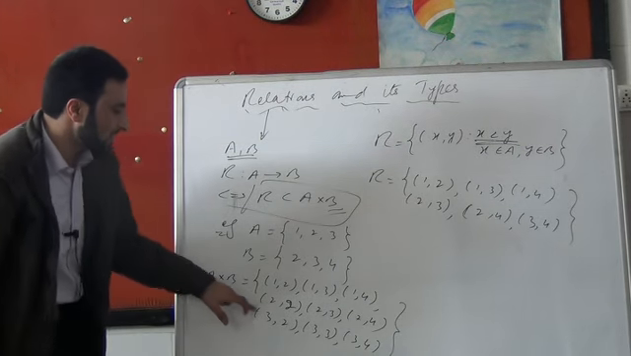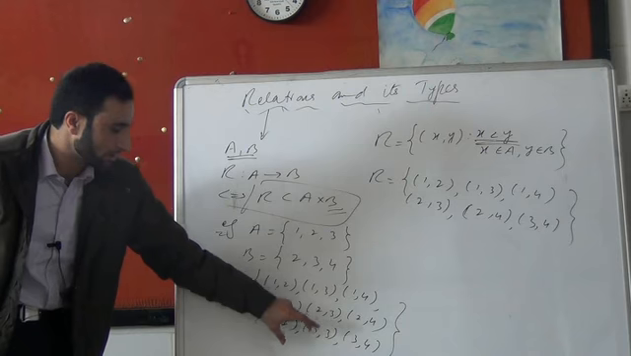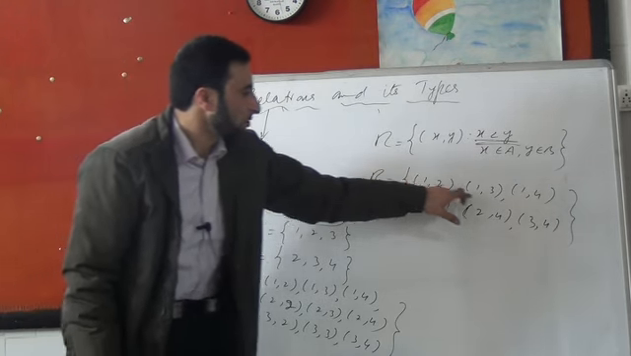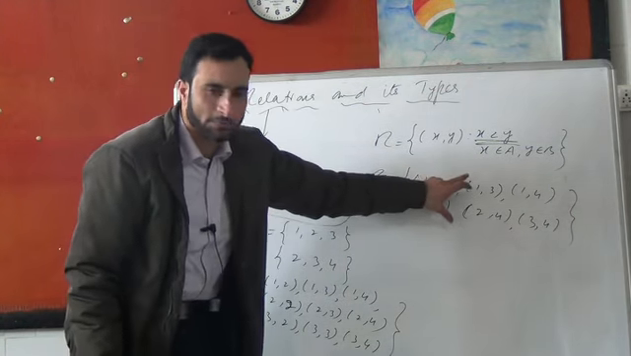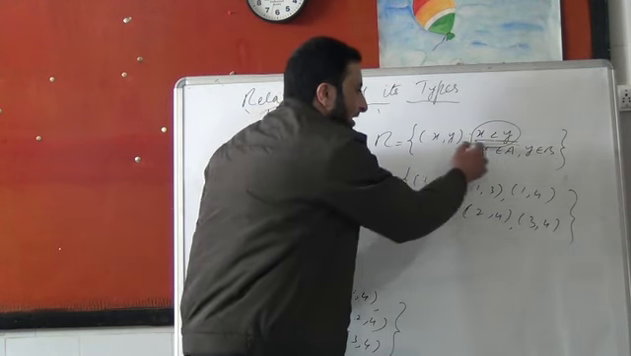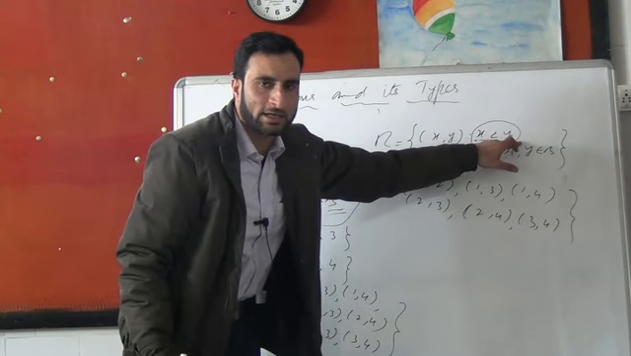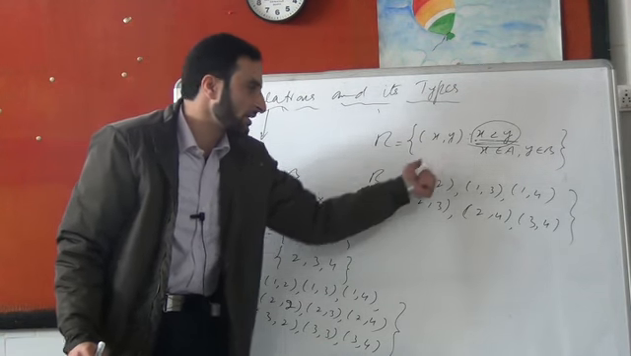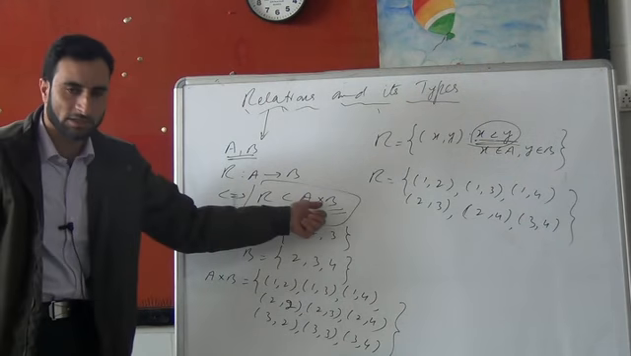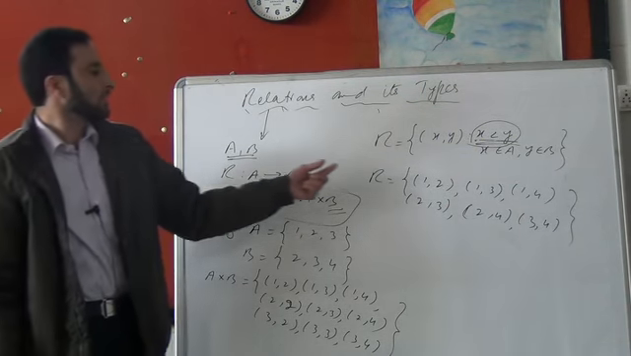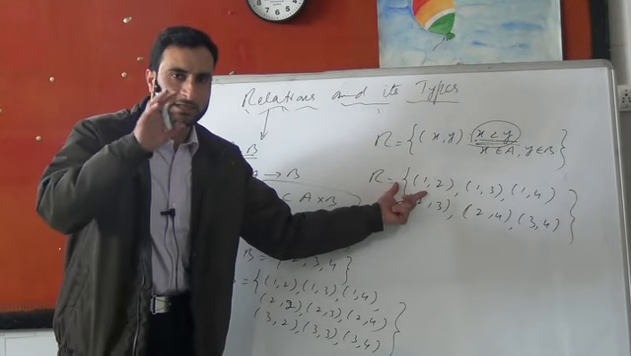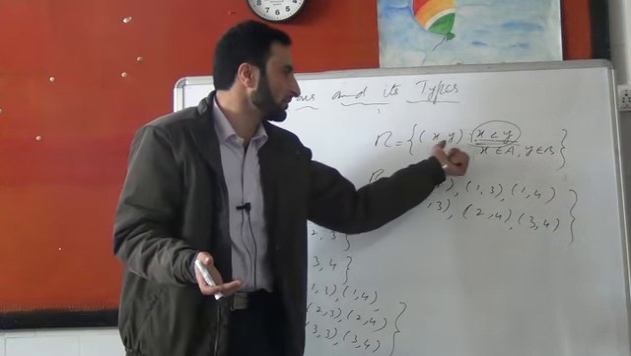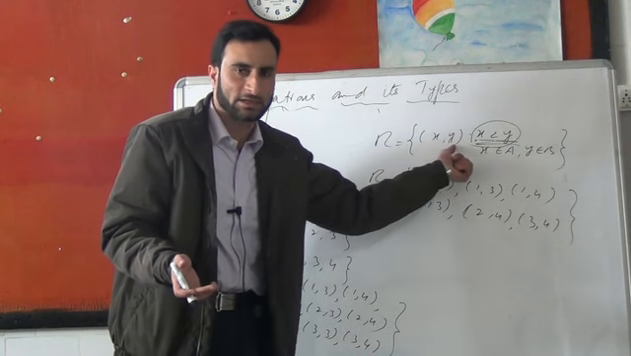Clearly in A cross B we have exactly 9 ordered pairs, but out of 9 ordered pairs just 6 ordered pairs satisfy the given condition. The condition is x is less than y. So we call this set of all ordered pairs under a certain condition the relation from set A to set B. So what actually is the relation? In a relation you have all those ordered pairs but under a certain condition, under a certain restriction. The restriction is the condition you are imposing between the first entry and the second entry.